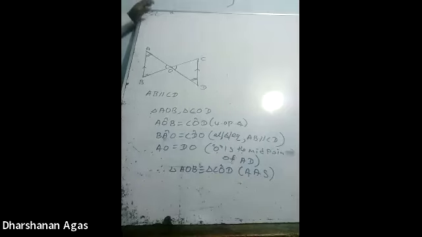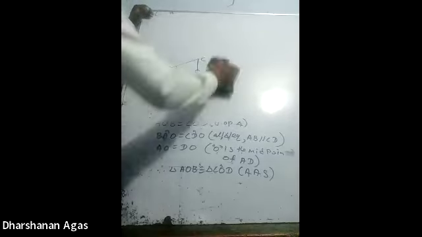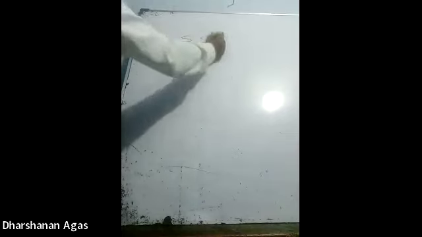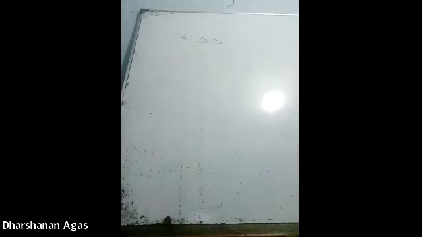Write the heading for the third case. It is given in the book. That means when you are comparing two triangles, or when you are going to establish the congruency of two triangles, we have to find three pairs of equal sides. Then SSS case: side, side, side. Right?